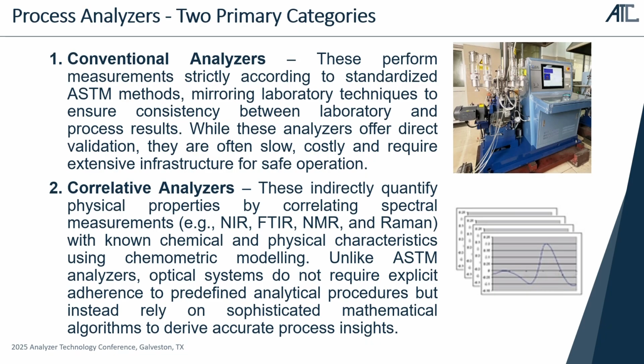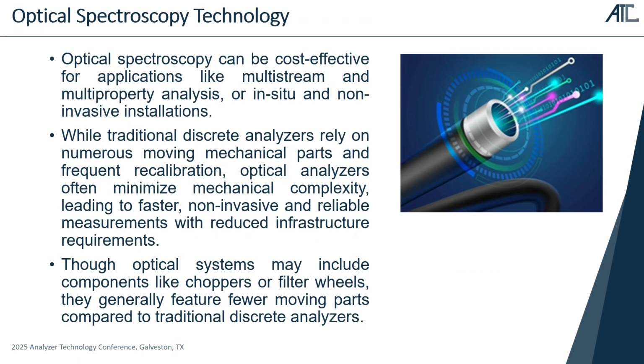The second category of analyzers we call correlative analyzers, which means that we're using something which doesn't have any relationship to the laboratory method, but we are trying to find a relationship between what we measure and the results we're getting from the laboratory. The approaches we use here are very different, and it's important to understand these two categories of analyzers before we describe the solutions we used in these two technologies.